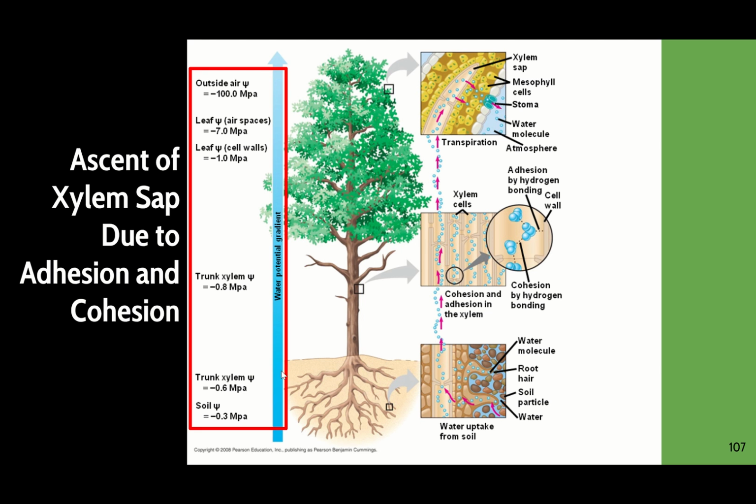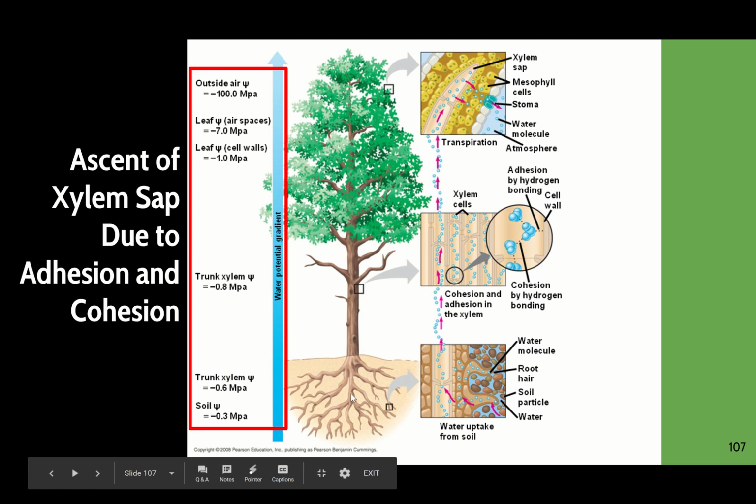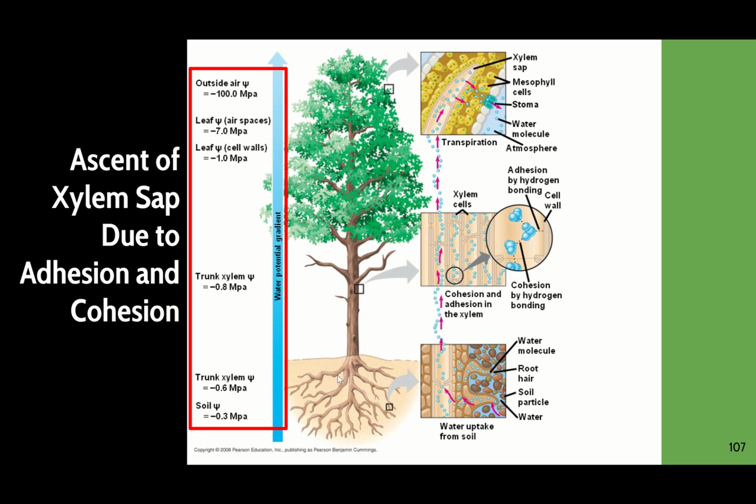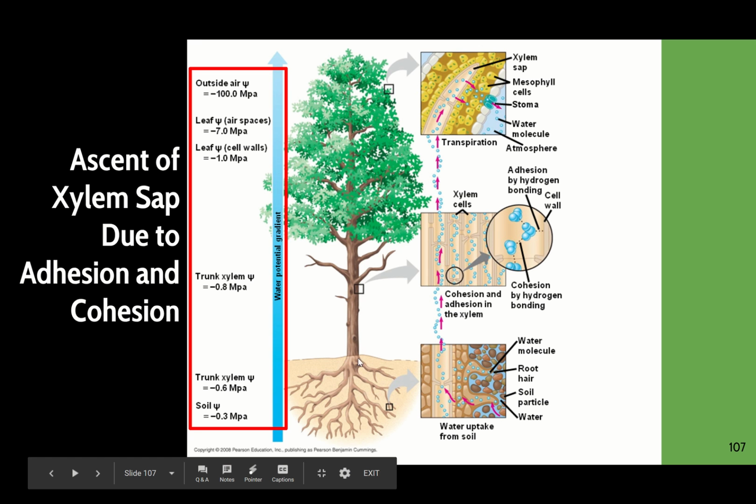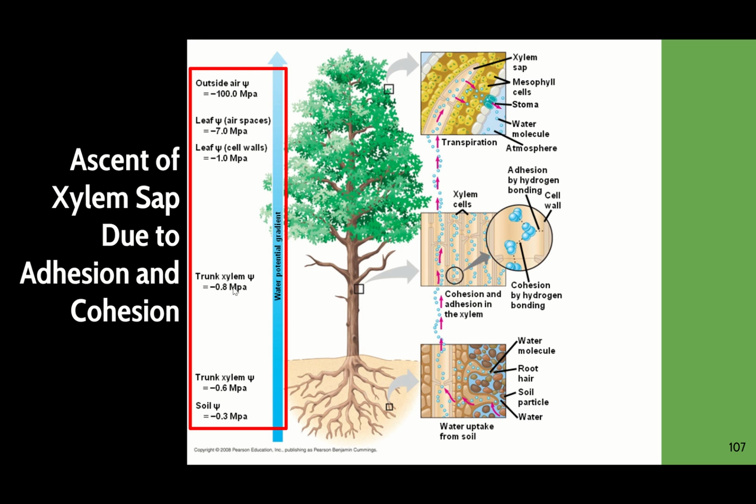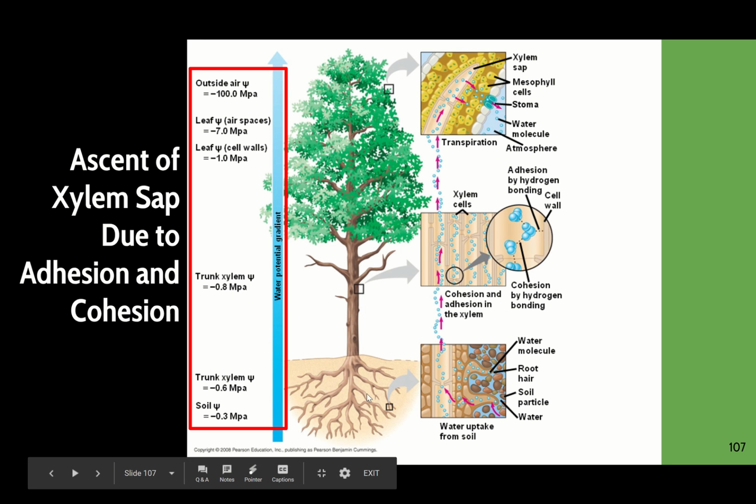This water potential gradient is going to apply throughout the entire anatomy of the tree. So starting from the soil and the roots, the water potential is going to decrease as you get farther up the tree. And this decrease is going to pull the water upwards in the tree. The trunk xylem a little bit farther up in the tree has a water potential of negative 8 megapascals. So it's going to have a significantly lower water potential than the roots, and it's going to pull water upward.